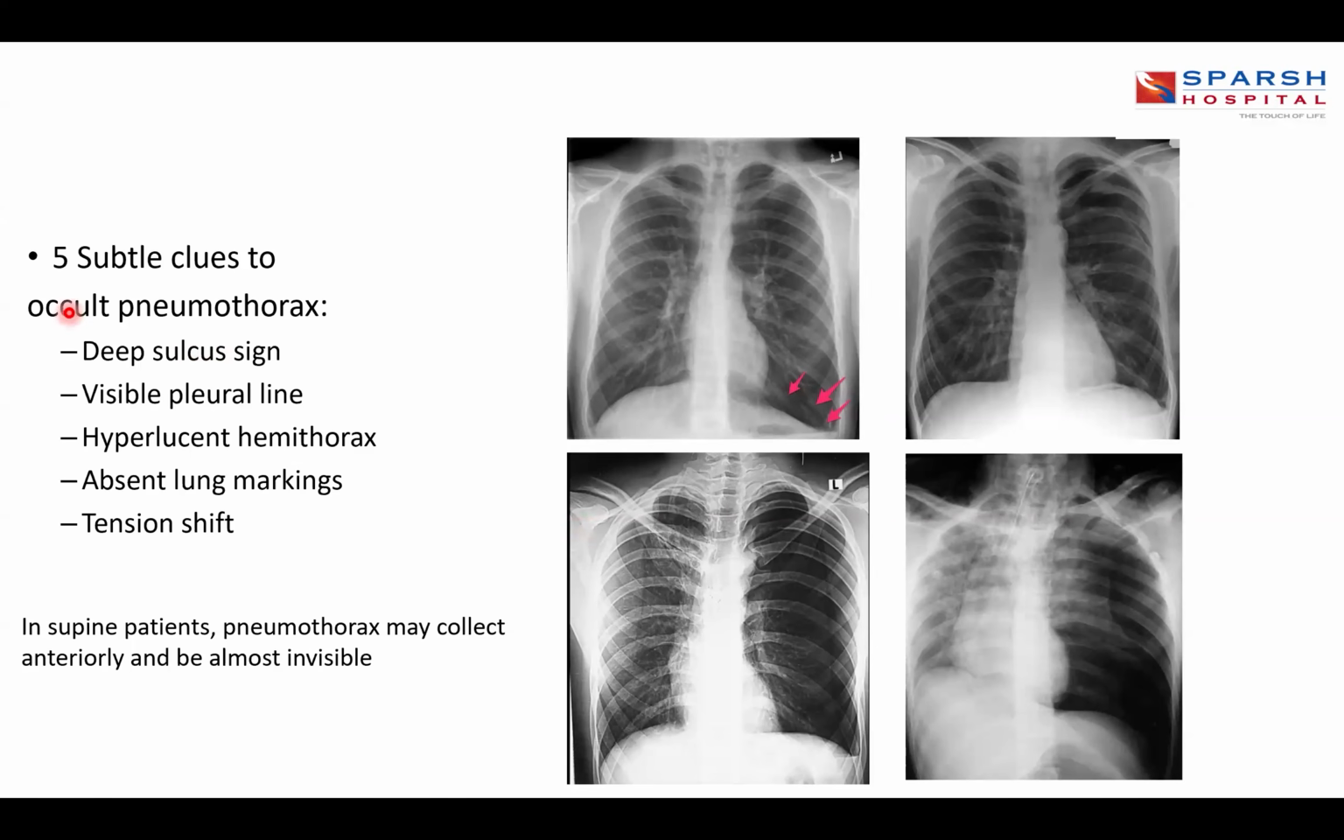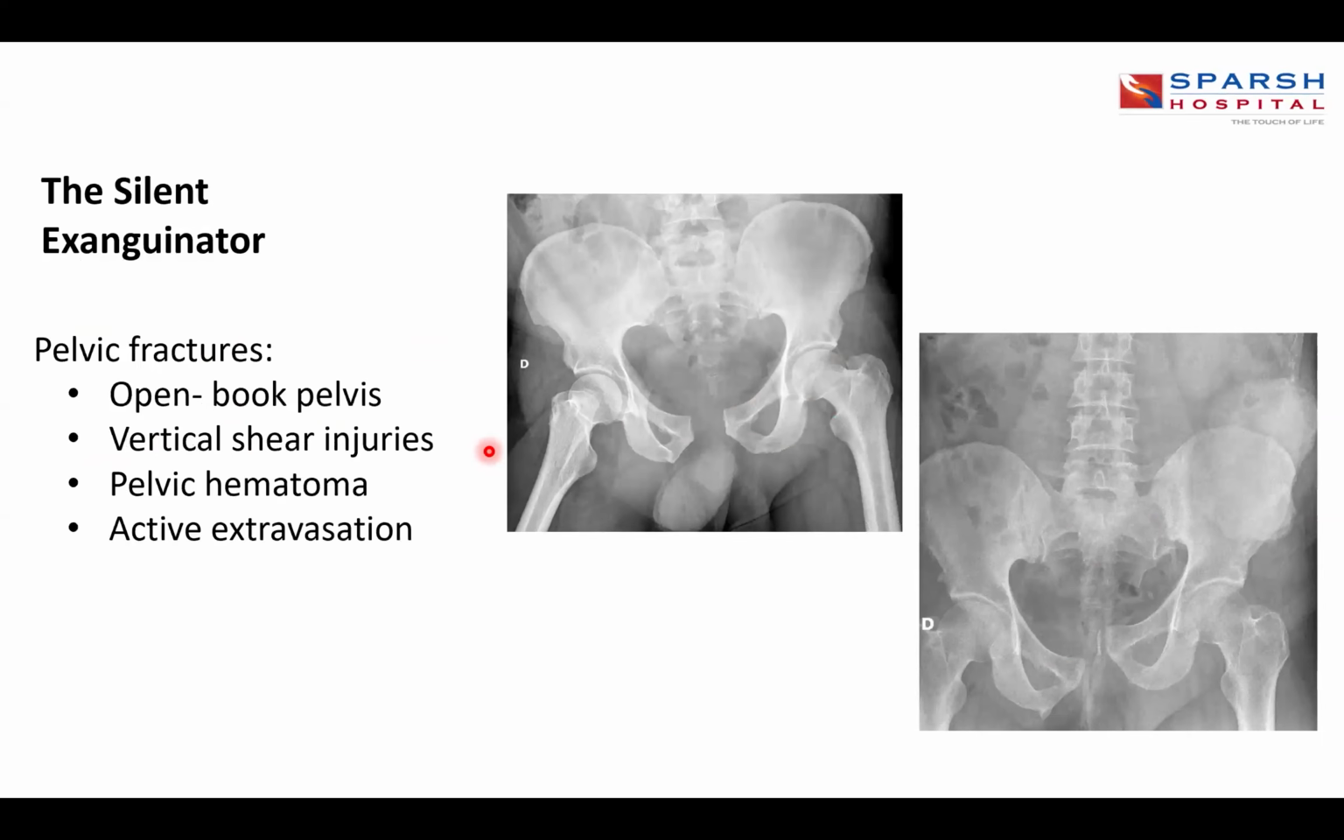So you have these 5 subtle clues to occult pneumothorax, wherein you can see these clues and you can suspect a pneumothorax in such a case. One is the deep sulcus sign, and you can always look for a visible pleural line or a hyperlucent hemithorax with absent lung markings, or as you can see in the last image, there is a tension shift, which is a tension pneumothorax. So in supine patients, pneumothorax may collect anteriorly and it may be almost invisible.